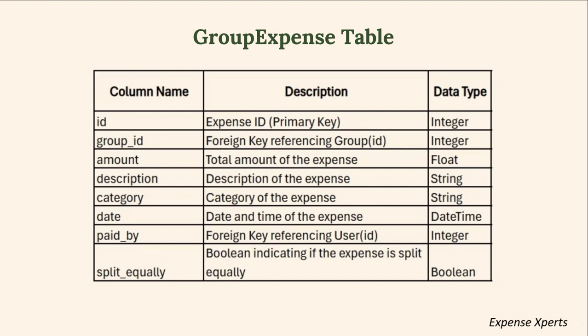Group expense table. It stores the expenses added within the groups. It has expense ID as its primary key, and group ID and paid by are the foreign keys, and amount, description, category, date are the attributes, and split equally is a boolean. It indicates whether the expense is split equally or not. The expense can be split unequally also.